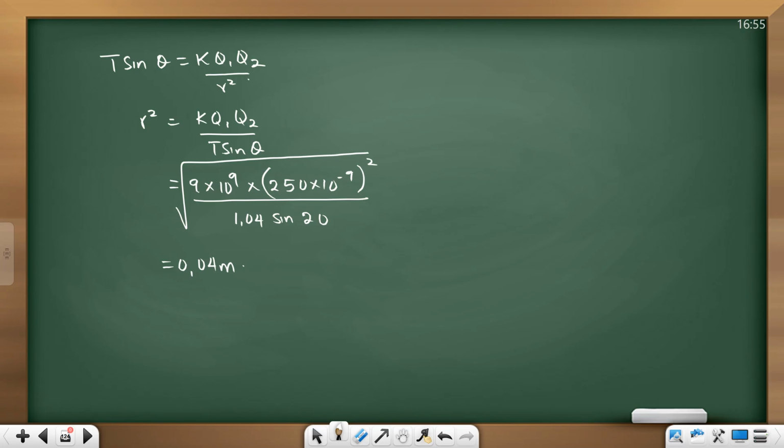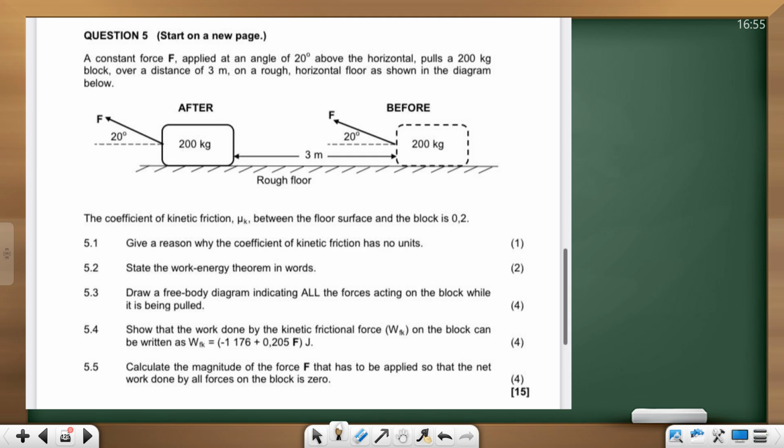There's a question I want us to do. It's a question on graphs. I want us to do a question on graphs. All right, so that question is done. We are now on work, energy, and power. Can I ask you to please do the first 3 questions? The first 3 questions. Quickly, let's revise the first 3 questions.